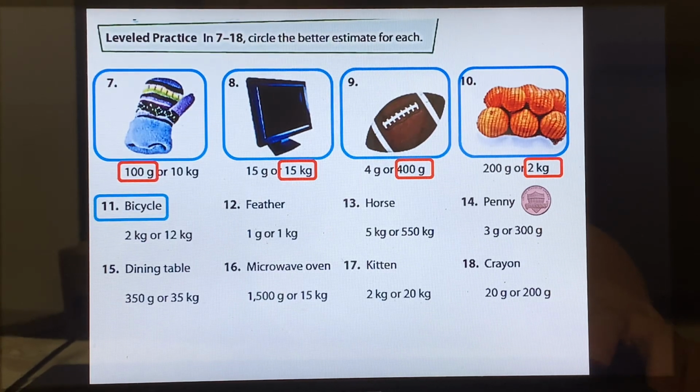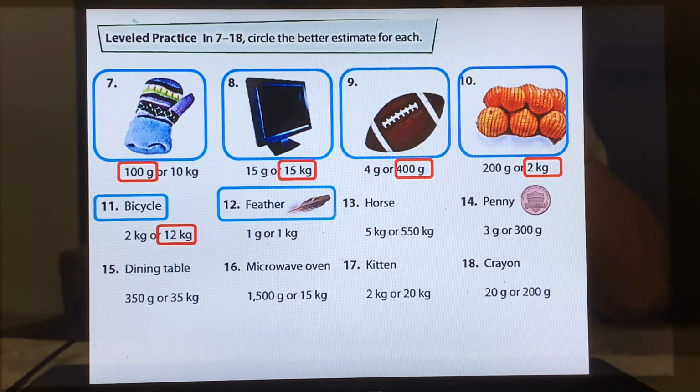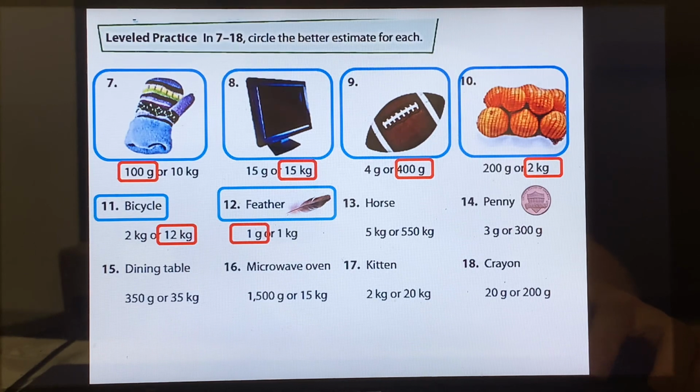11. A bicycle. Which is a better estimate? 2 kilograms or 12 kilograms? 12 kilograms. Did you get it right? 12. A feather. 一个羽毛. Which is a better estimate? 1 gram or 1 kilogram? 1 gram. Did you get it right?